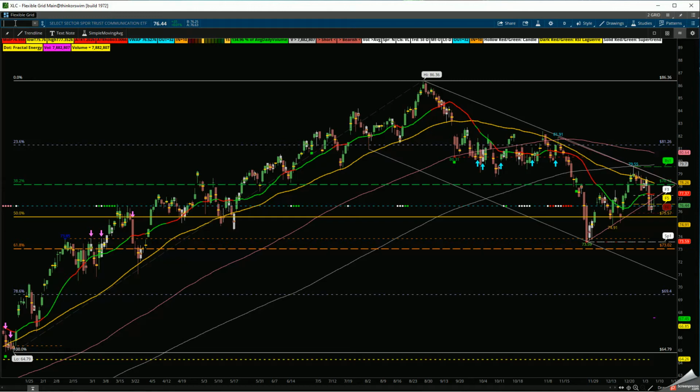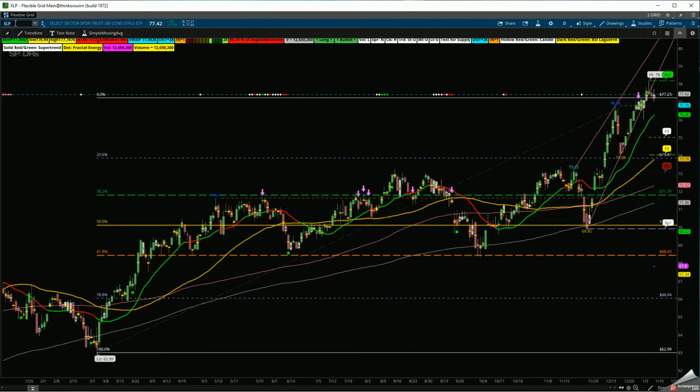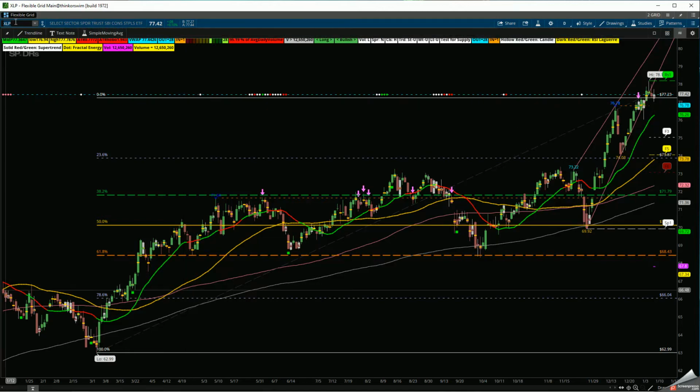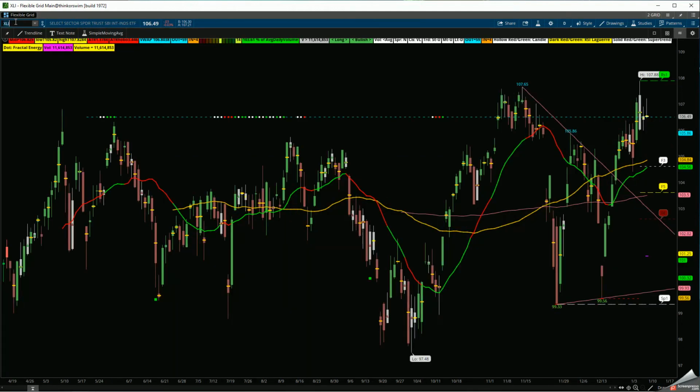We can take a look at XLP, the consumer staples. We created an annual high at the end of the year. We had the Christmas rally, the December rally. After the reset, we pushed above, this week higher, and created a new high. Does this mean that the 18 simple moving average holds it, or the 38 or the 50 fib? So that's XLP.